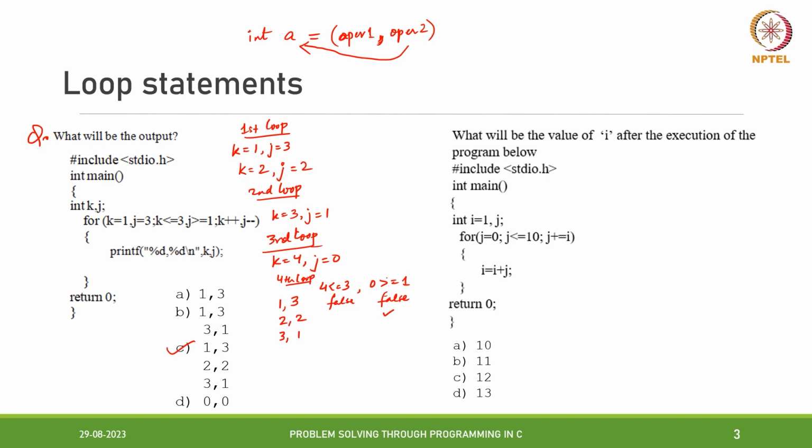Alright, then we can go and look at the next question. So here we have two variables, i and j. We have initialized i to 1, and j goes in a for loop from 0 while j is less than or equal to 10. That is the condition, and we increment it with i after each iteration. Inside the iteration we increment i with j. So what will be the value of i after this program finishes execution?